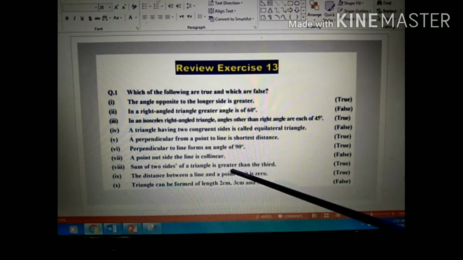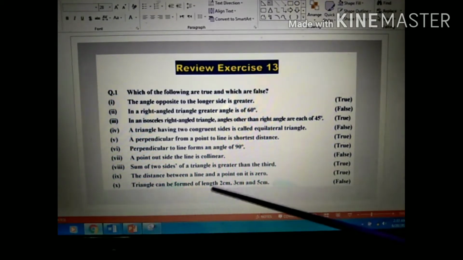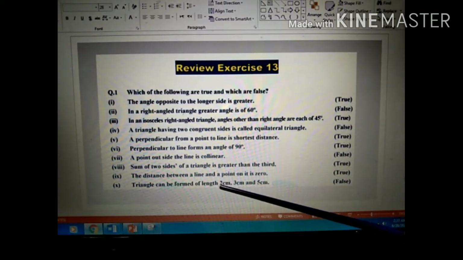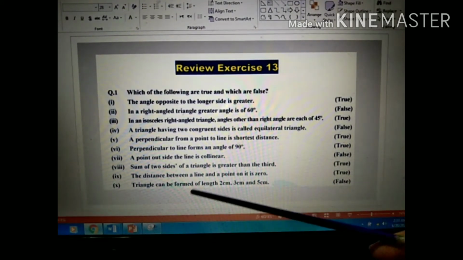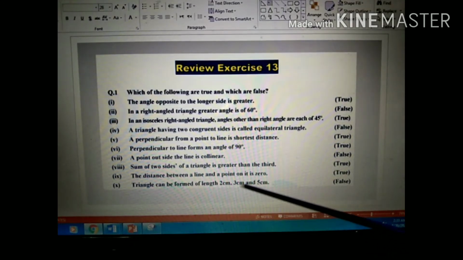The sum of two sides of a triangle is greater than the third. Exactly, it is true, and this is our key point for this chapter. The distance between a line and a point on it is 0. Yes, if you have a line and a point on the same line, then the distance between the point and the line is 0. This one is true.